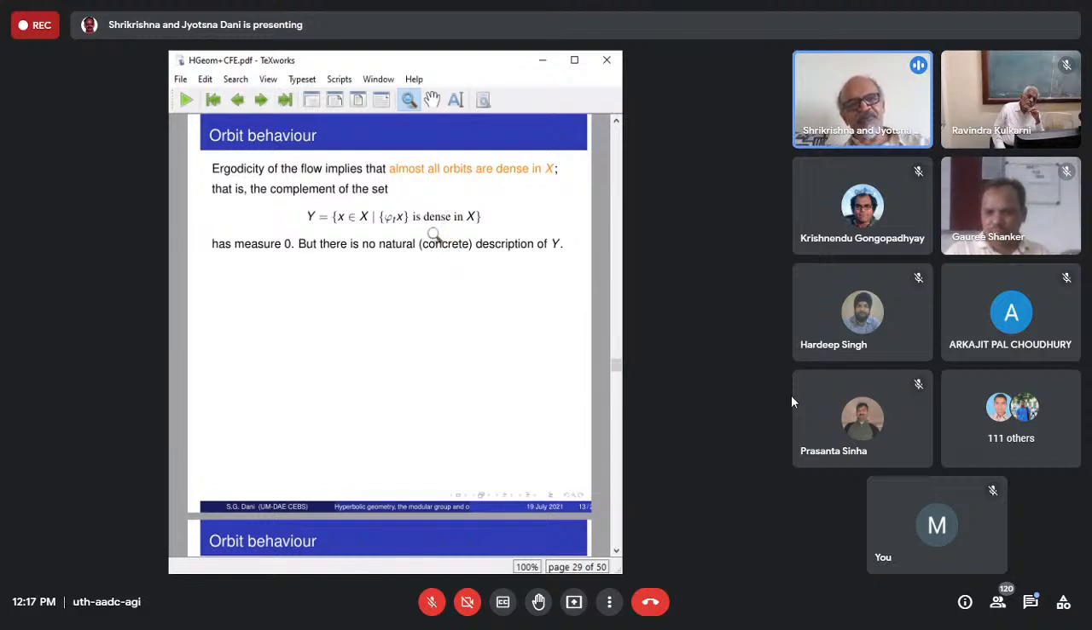And from this, it's a simple exercise to see that the set of points for which the orbit is dense, this is actually a set, the complement of this set has measure 0. So there is a certain set such that for every x in this subset, the trajectory, the both sides trajectory, the orbit is dense, and the complement of that is measure 0.